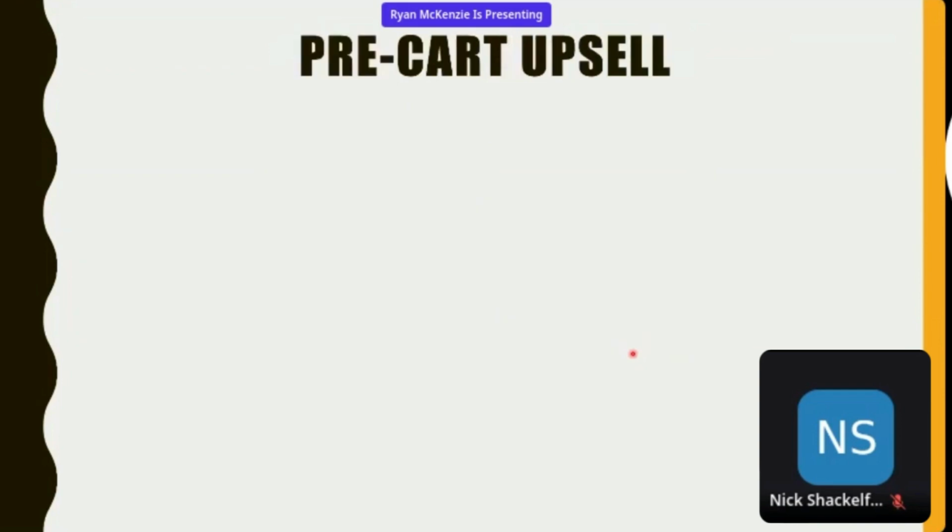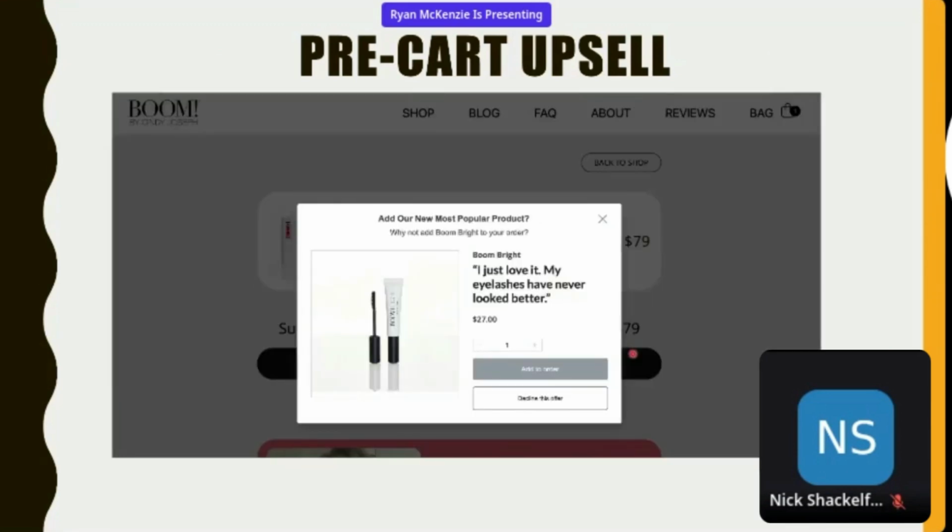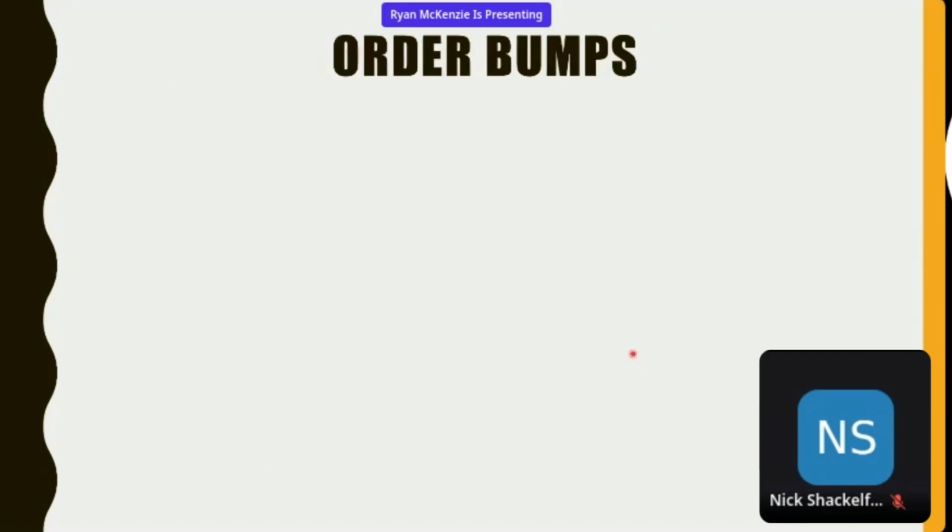And then I got upsells. This is another great way to push up your AOV, but with the pre-cart stuff, you want to make sure you split test. I'm going to try to speed up here since I think I'm going a little bit over. But pre-cart upsells. This is Ezra Firestone, who's speaking at this event. His website, Boom by Cindy Joseph. When you go to checkout, you get this little pop-up that says, add our new most popular product to your cart. He uses, I think, one-click upsell to do this. This is one of those you're going to want to test because it is a pre-cart upsell and can reduce conversion rate. But it's a great way to add another product to the cart.